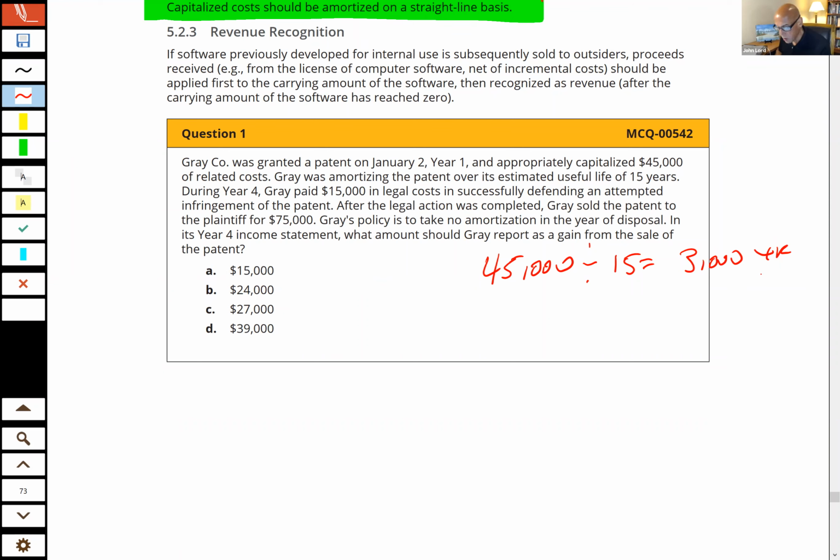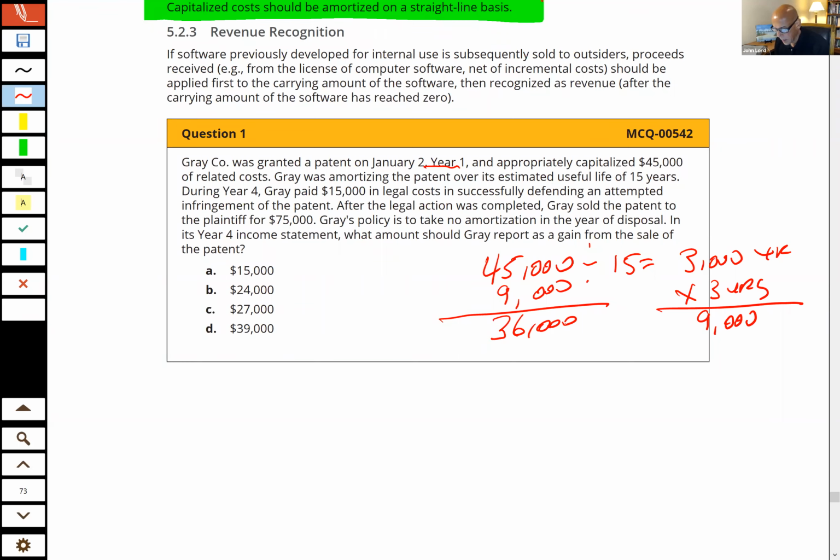Now they say during year four. Let's think about this for a second. If it's during year four, and I got the patent on January 1st, then I have year one, year two, year three. I amortized it for 3 years, didn't I? So I take that 3,000 times the 3 years. That means I've taken at least 9,000 of amortization here. So I subtract 9,000, 45 minus 9 is 36. So before anything happened in this question, I was sitting at 36,000.